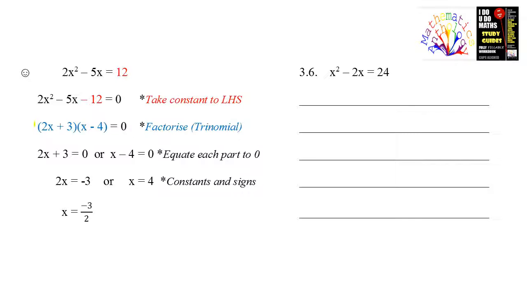Now this we got by factorizing this trinomial. Remember how to factorize a trinomial? You need to use the cross method. We have done it before, so just go to that lesson if you are unsure. Take each bracket now, make it equal to 0, and solve for x. So 2x plus 3 is equal to 0. 2x will equal negative 3, so x is negative 3 over 2. Or x minus 4 is equal to 0, which makes x equal to 4.